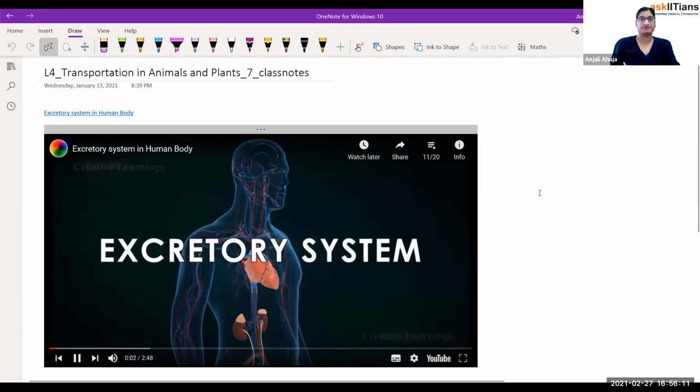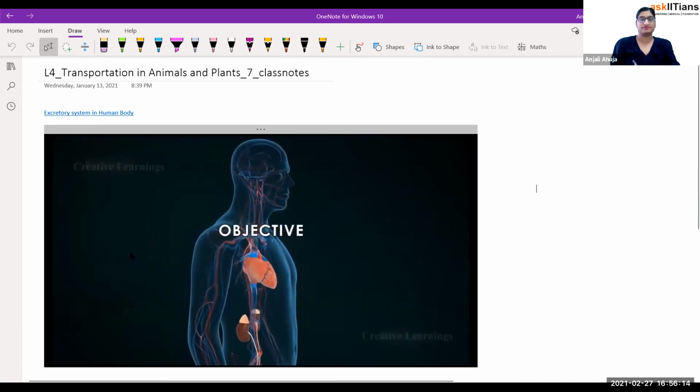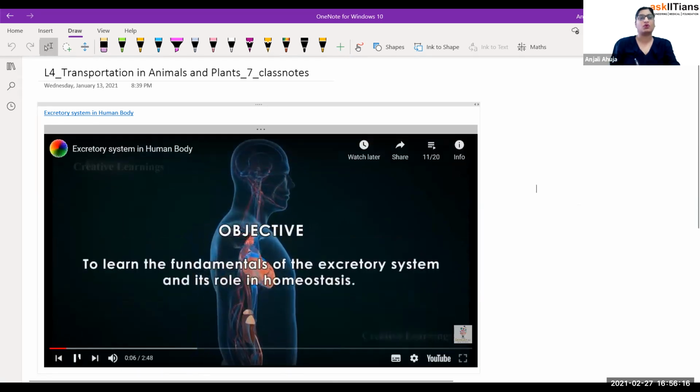Excretory system. Structure of bone. Objective: to learn the fundamentals of the excretory.